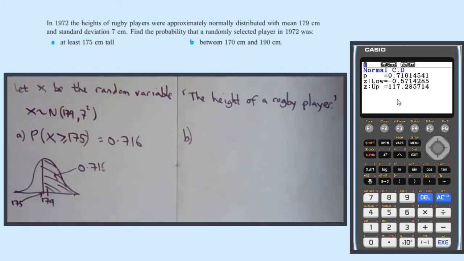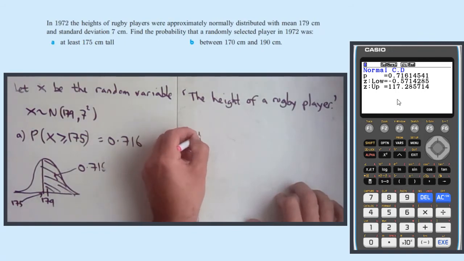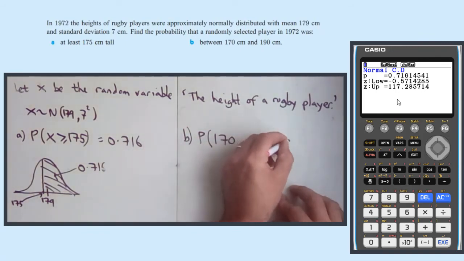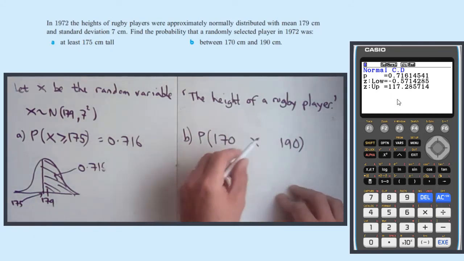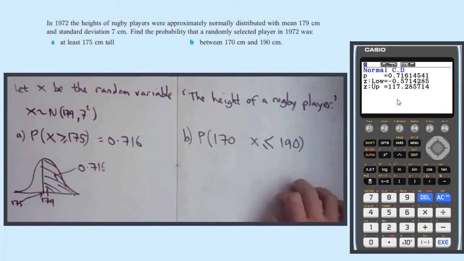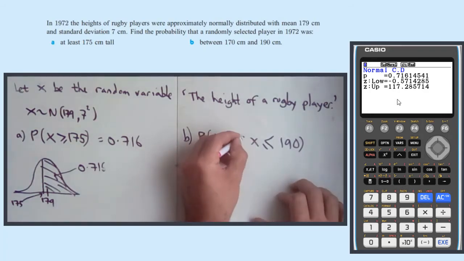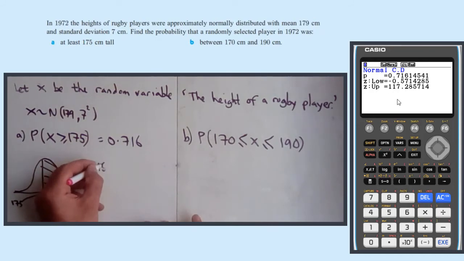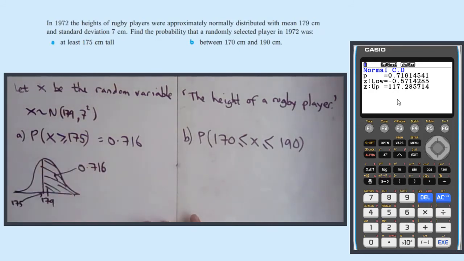We need to find the probability that they are between 170 and 190. So the probability 170 is less than or equal to x, which is less than or equal to 190. And it doesn't matter if it's less than, or equal to, but from the wording it sounds like less than or equal to, so we should respect the wording, I guess. So that's what we're trying to find. It's much easier than the first question because we don't have to have this thought process for one of the tails. Both tails are given to us.